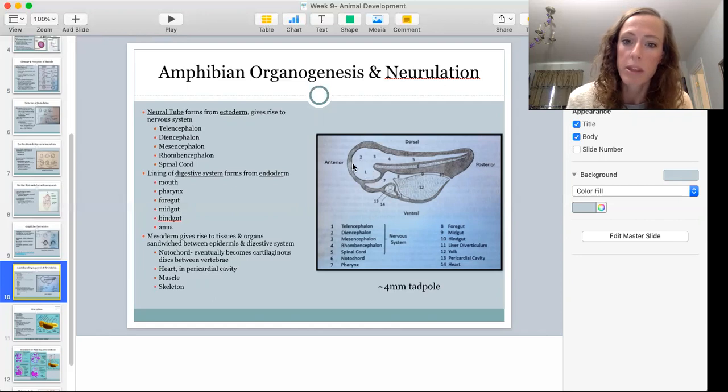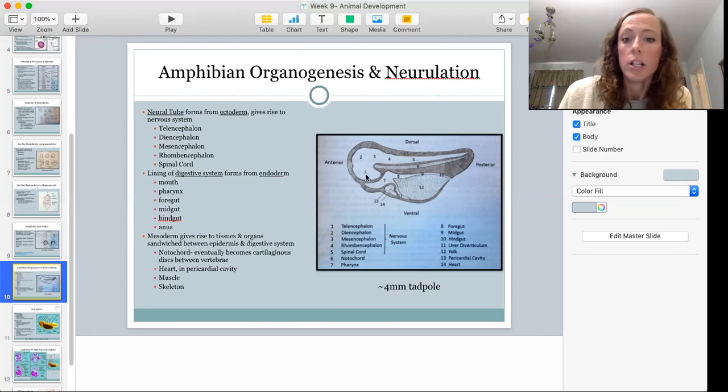Okay, this is going to be the head, and this is going to be, of course, the tail. Just to orient you. All right, so these are the brain structures. Again, everything's forming on the dorsal side. You've got the brain. Right now, it's taking up a lot of the space in the head. But again, the spinal cord is going to extend down the dorsal side, same as ours does.